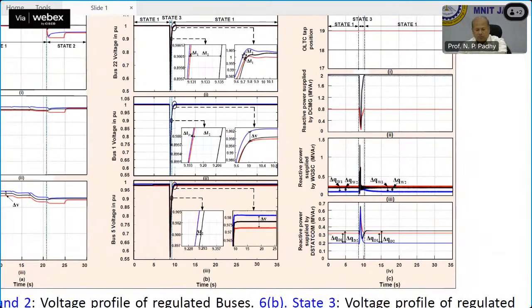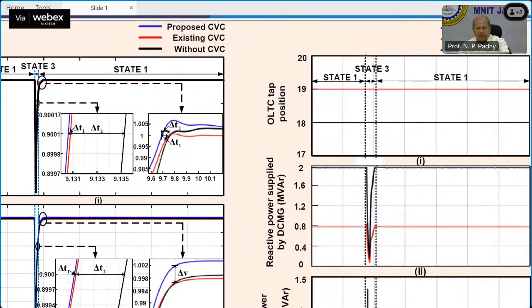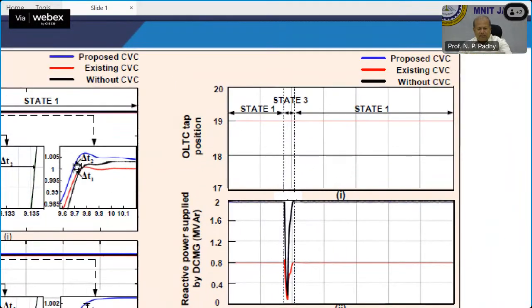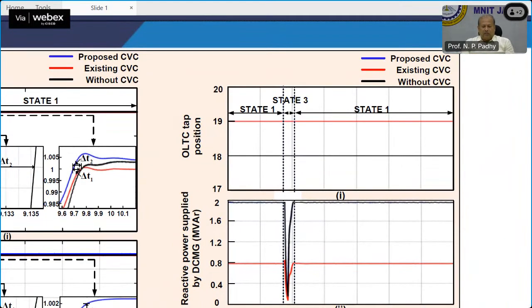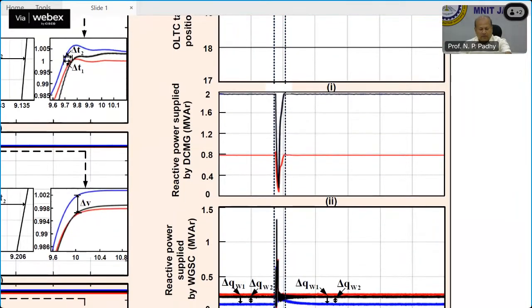Now we can slowly move to this one. So, reactive power supplied. First of all, see what the OLTC is doing. The OLTC, if you see, has no operation, because in the dynamic case, because there is a transient, the OLTC cannot do much there, because of the fast change. But you see the microgrid has come into action. So this is important to note, all of you.